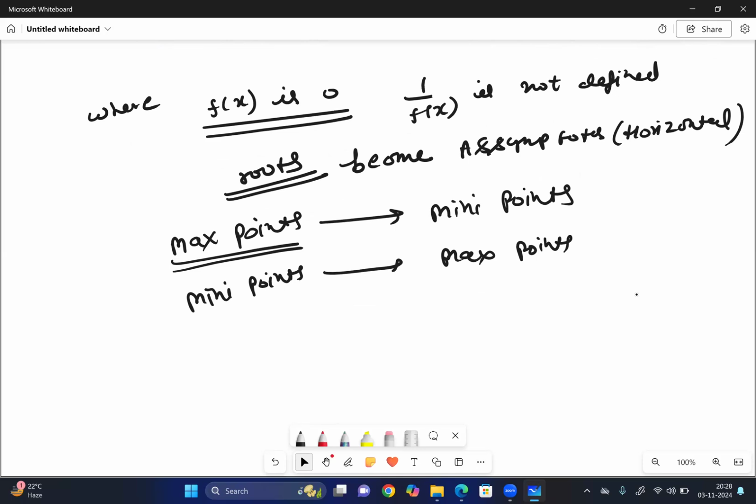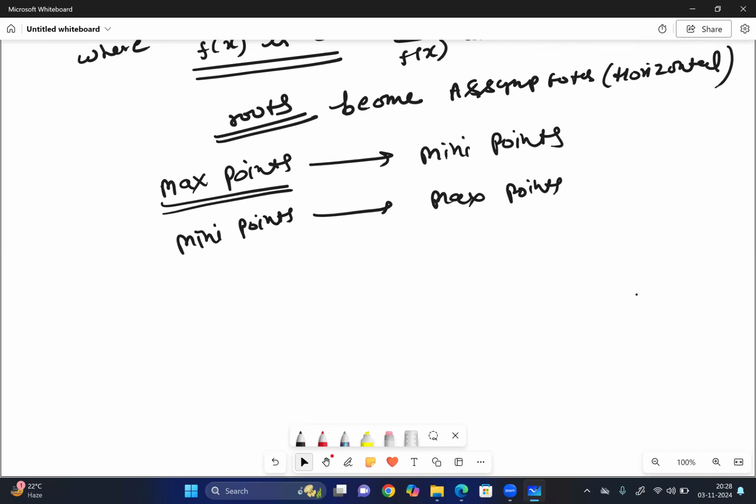Yes, of course. And let's say if we think about vertical asymptotes: a vertical asymptote happens when, at some particular value of x, y is tending to infinity. So what happens to that? That becomes roots. So vertical asymptotes become roots or x-axis intercepts.